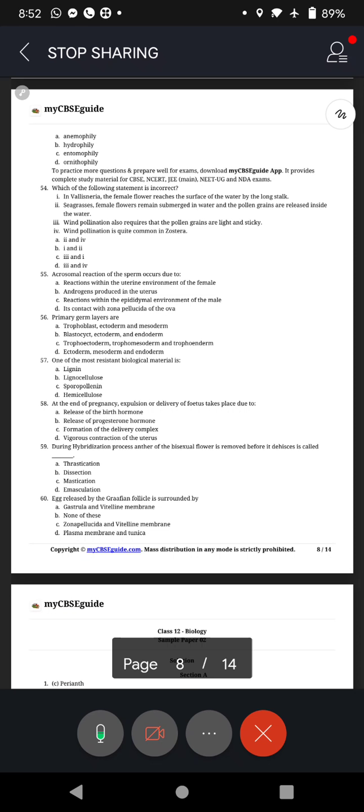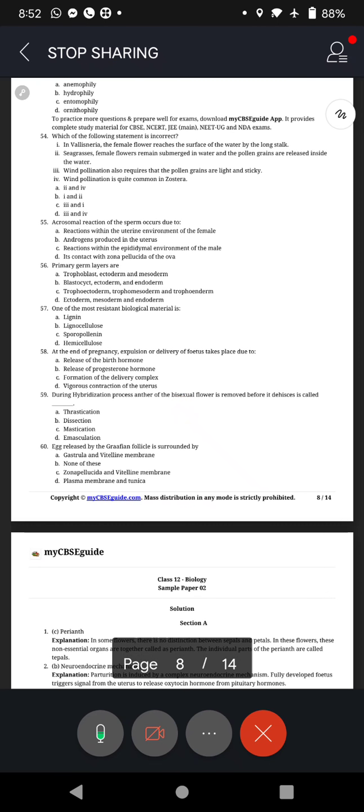Next, question number 57. One of the most resistant biological materials is A, lignin, B, lignocellulose, C, sporopollenin, D, hemicellulose.